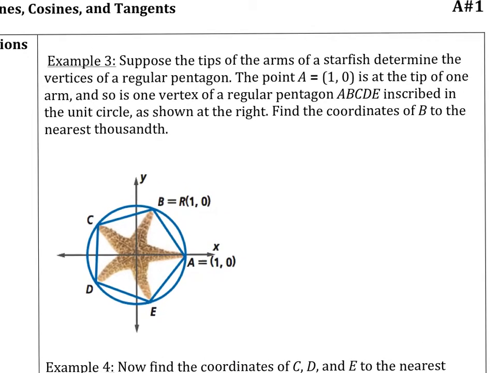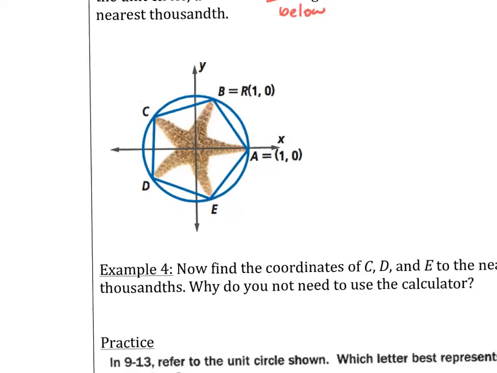The next part, taken from our book, is we simply have a starfish overlaid here onto the unit circle. So suppose the tips of the arms of a starfish determine the vertices of a regular pentagon, congruent sides, congruent angles. The point A is at 1, 0, right here, and that's the tip of one of the arms. And so one vertex of a regular pentagon, A, B, C, D, and E, is inscribed into the unit circle, as shown here down below. So we're going to find the coordinates of B to the nearest thousandths. So see what we can do.